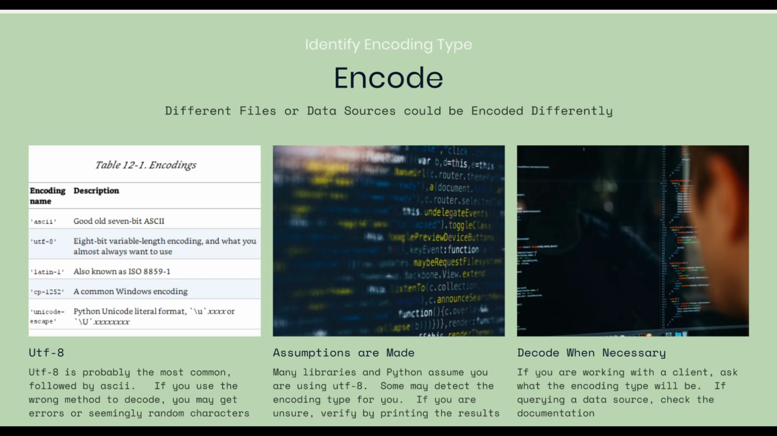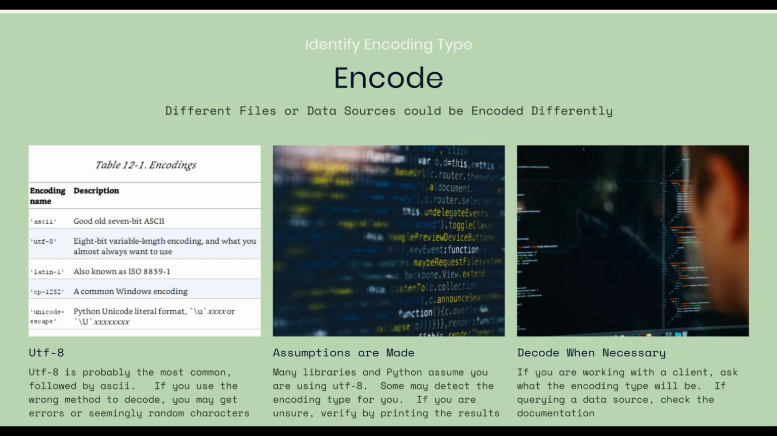So UTF-8 is probably the most common, followed by ASCII. If you use the wrong method to decode, you may get errors or seemingly random characters. And that's a big sign that you're using the wrong encoding or decoding type, is that you're seeing random characters in your output. So assumptions are made. Many libraries and Python assume you are using UTF-8. Some may detect the encoding type for you. If you're unsure, verify by printing the results.